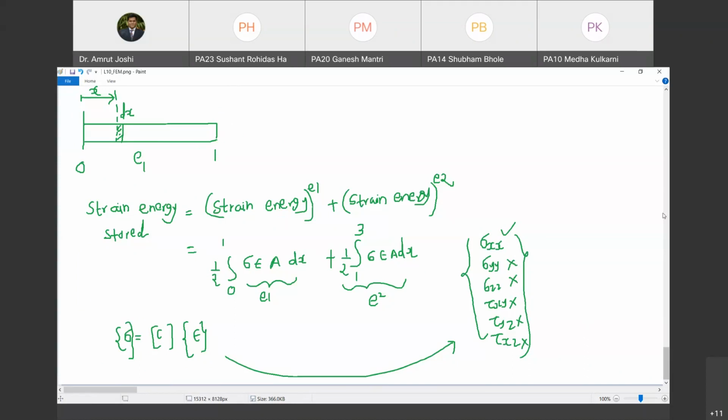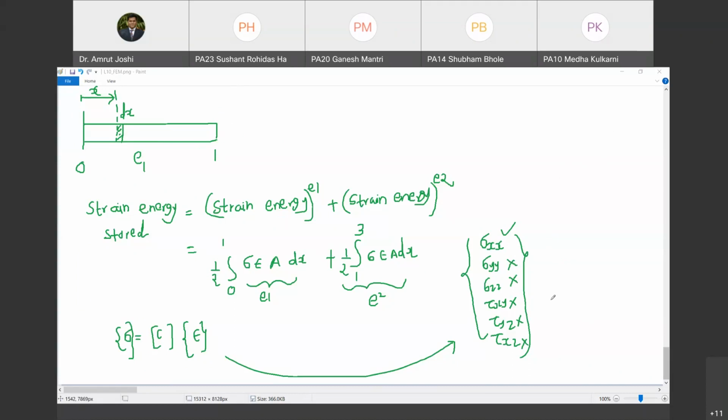Ganesh, you can mute yourself. Anuja, can you unmute? Yes, sir. So have you understood why only sigma xx is prevalent here? Yes, sir.